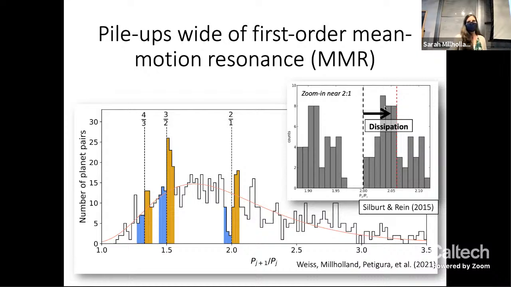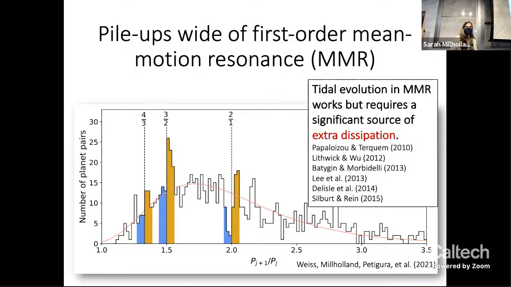However, these authors have found that if we're working with eccentricity tides alone, then there would have to be a significant source of extra dissipation. Or in other words, the planets are not dissipative enough to move far off the period ratios by the amount that we see. So we're in need of some source of extra dissipation that is a couple orders of magnitude effect.